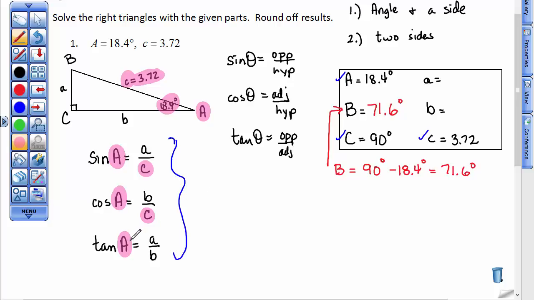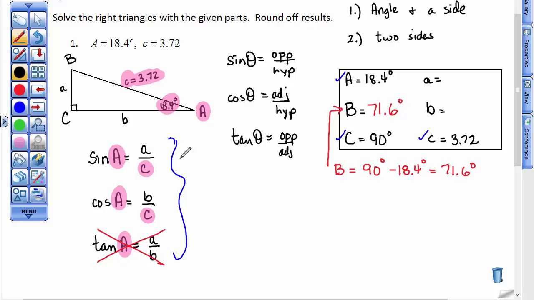But see this trig function tangent? It requires the use of A and B. And I don't know either of those. So in algebra here, I cannot solve for two letters unless they have two equations to do that. So I'm not going to use that statement.